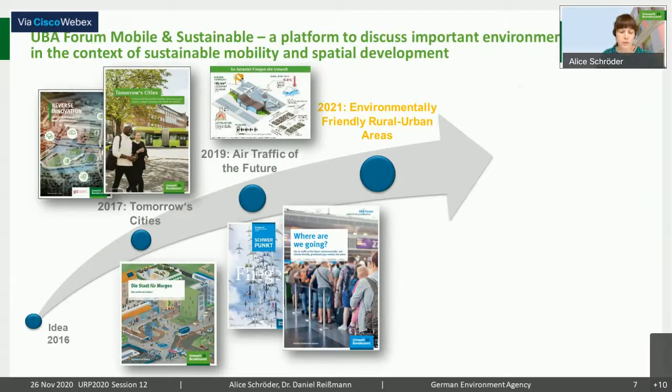The results of our project will be presented in November next year at the 3rd UBA Forum Mobile and Sustainable. That forum is an established central conference platform for discussing important environmental issues in the context of sustainable mobility and spatial development. For example, you see in 2017, we presented a vision for the city of tomorrow, and in 2019, a vision with goals and targets for the air traffic of the future.